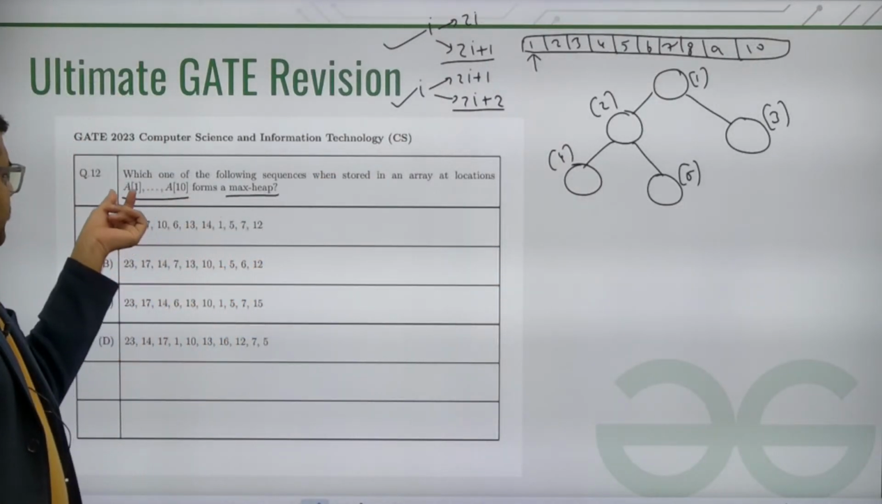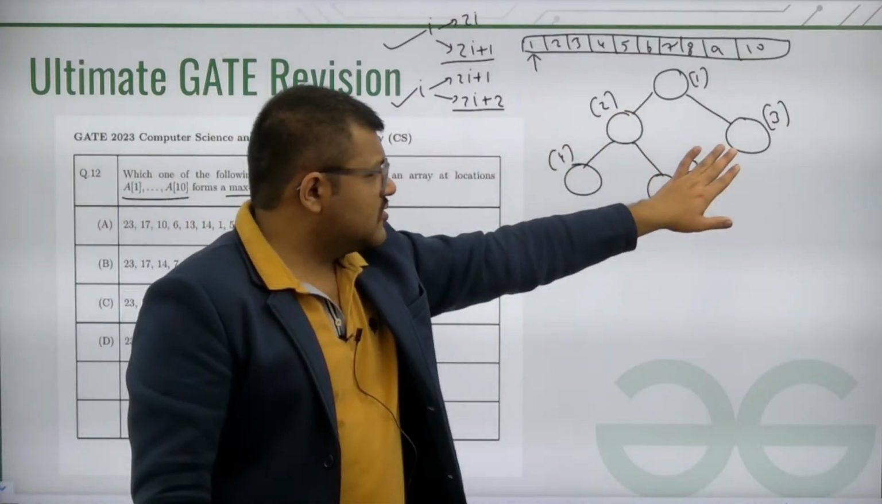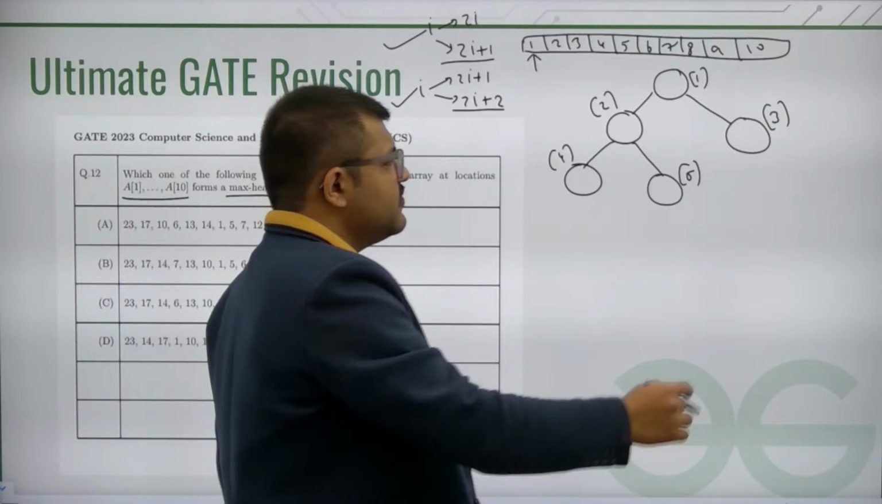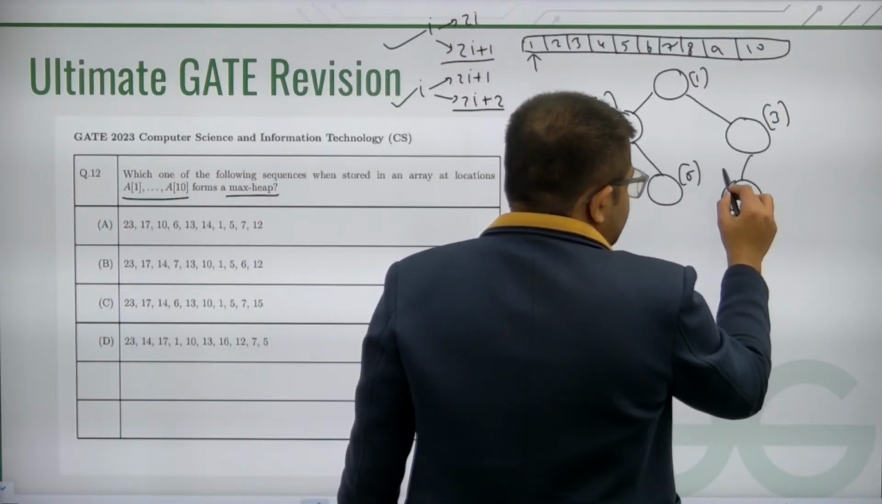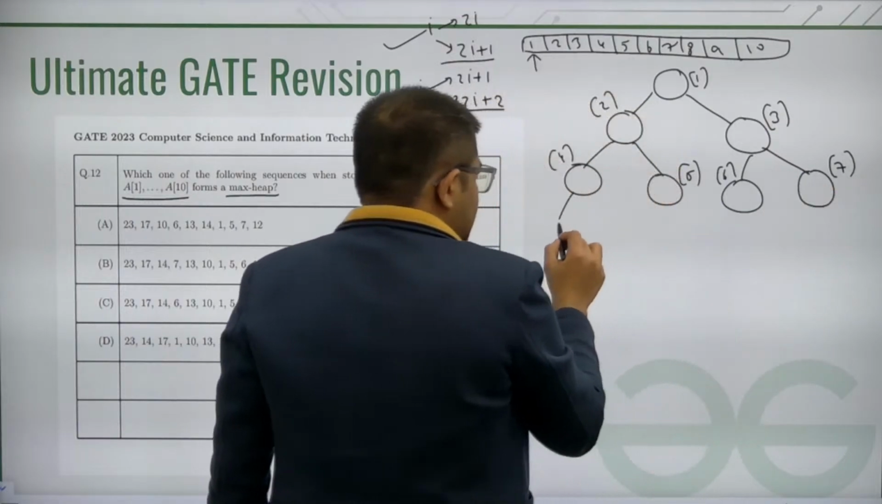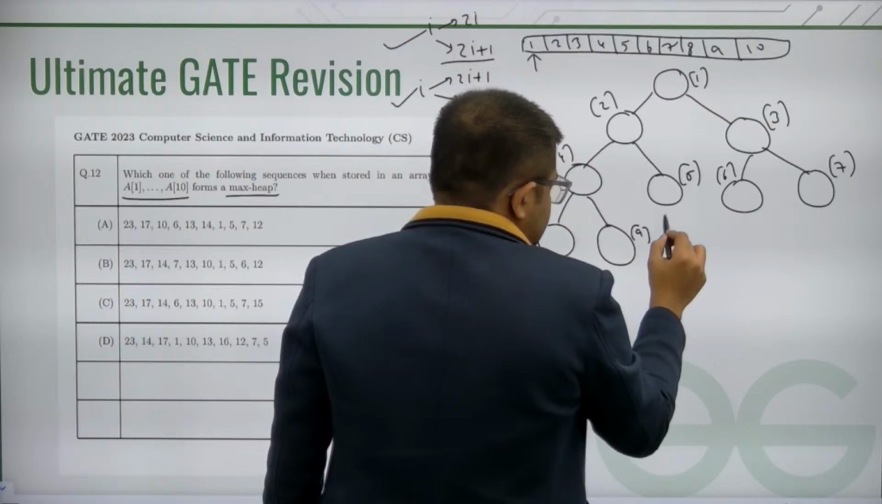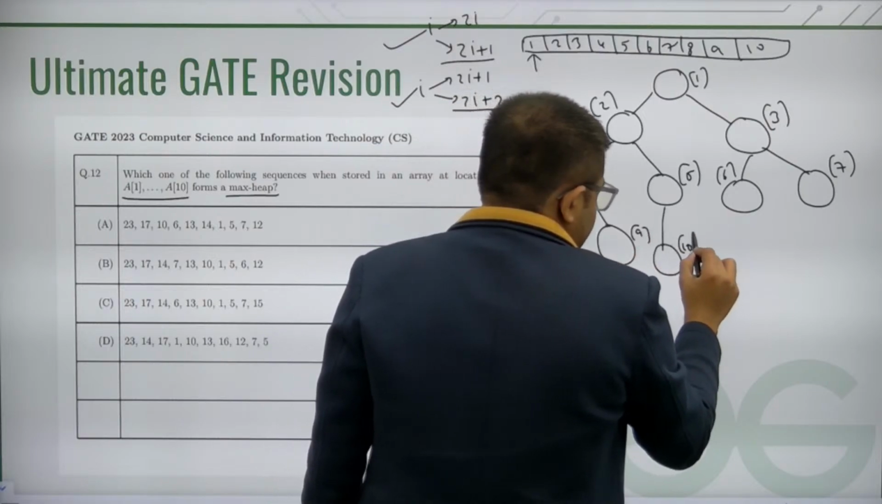So the first element will be the root node, then the left child and right child will be the second index and third index, then the fourth index and fifth index. Here the left child will be the sixth index, the right child will be the seventh index. Here the left child will be the eighth index, the right child will be the ninth index, and here the left child would be the tenth index.